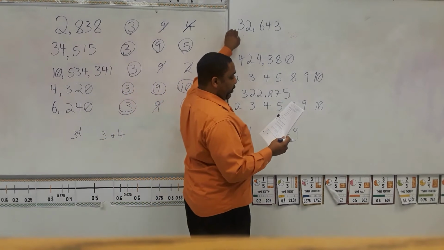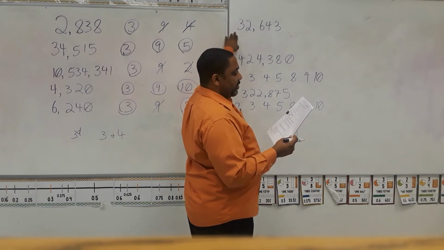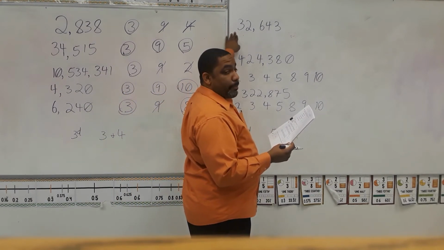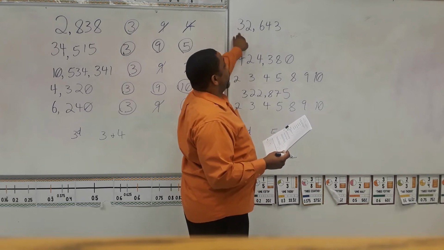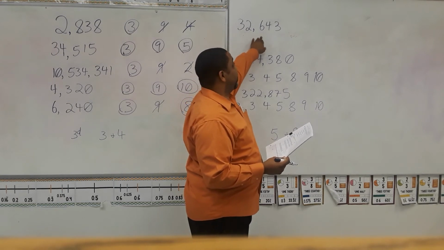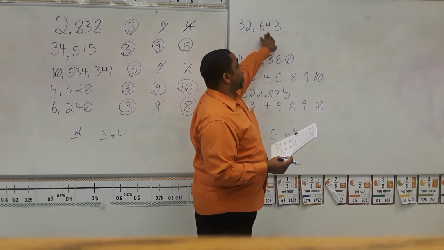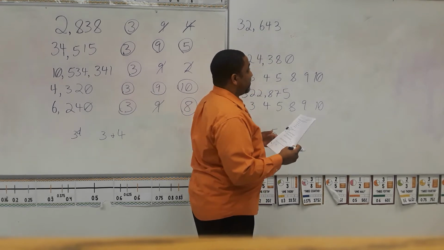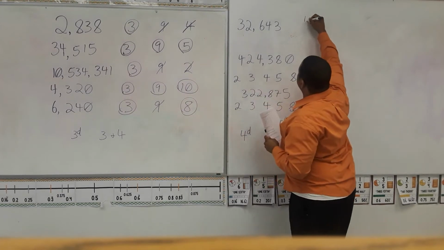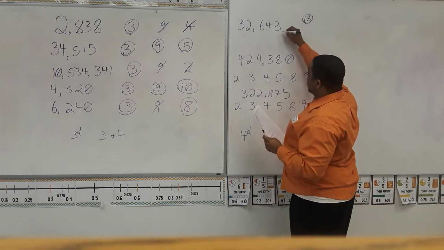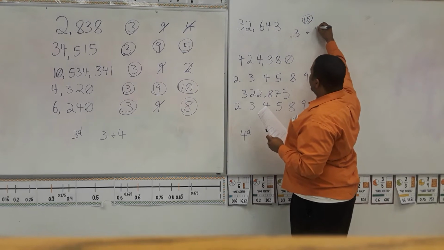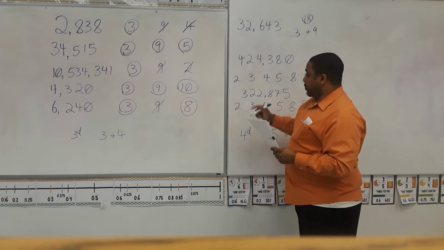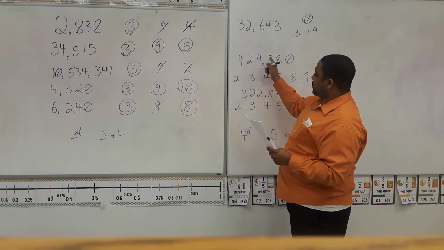Next, we're looking at 32,643. Is it divisible by both 3 and 9? 3 plus 2 gives us 5, plus 6 gives us 11, plus 4 gives us 15, plus 3 gives us 18. The sum of all of those digits is 18, meaning that this number is divisible by 3 and by 9.